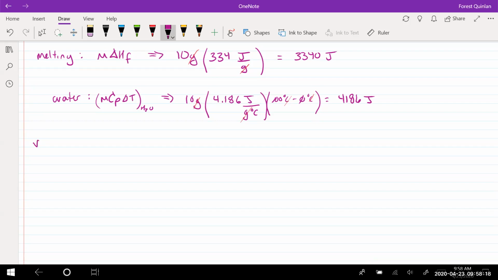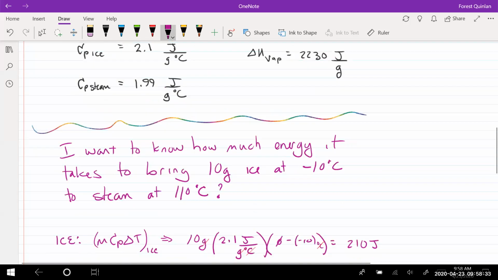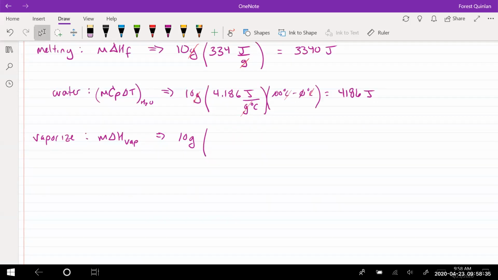Then we need to vaporize it. So that's an M delta H of vaporization. Again, it's still 10 grams. Nothing here has changed. And the vaporization was 2230. It really takes a lot here to vaporize.